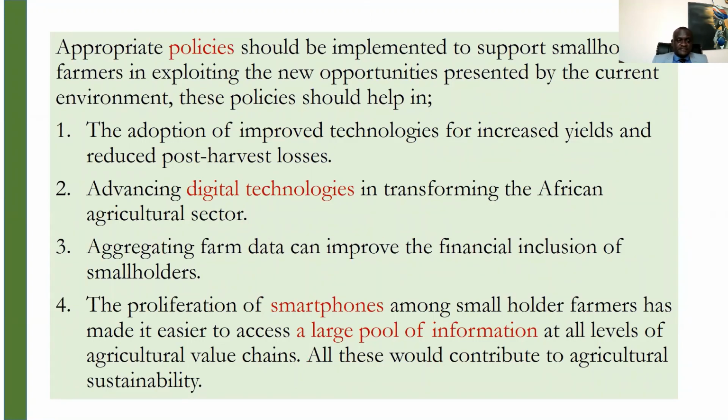There's also aggregating farm data that can improve the financial inclusion of smallholder farmers. And of course, there's also the proliferation of smartphones among smallholder farmers that has made it easier to access a large pool of information at all levels of agricultural value chains. All this will contribute to agricultural sustainability.